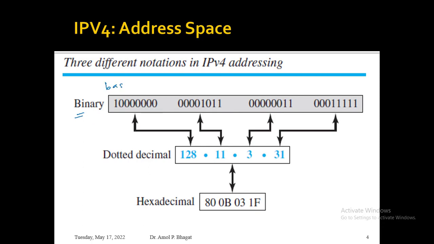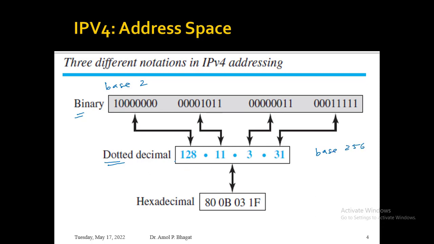It has base 2, right? Why base 2? Because it is using binary digits, so it will have only two values, 0 or 1. Therefore it has base 2. In case of dotted decimal notation, it has base 256.